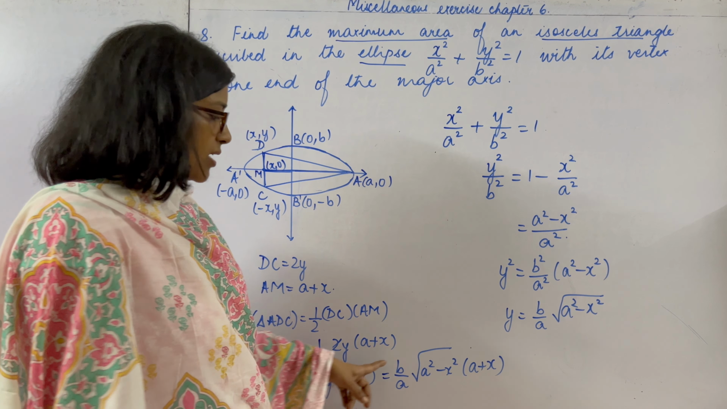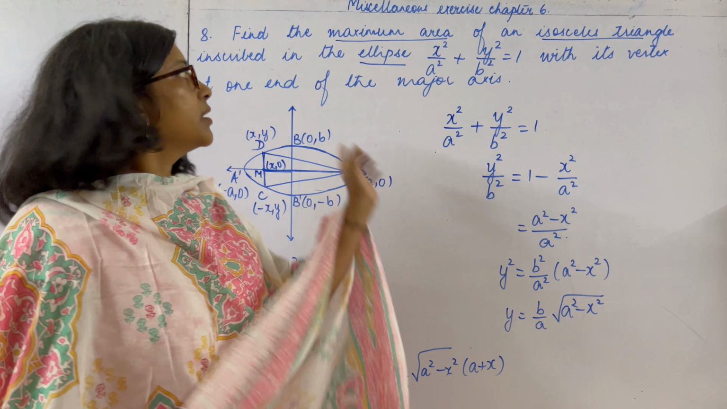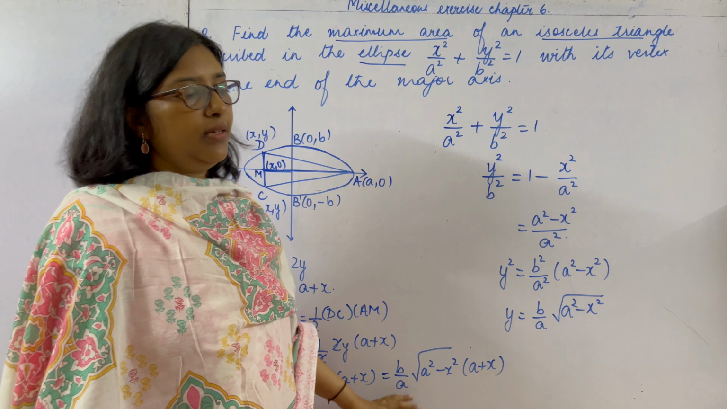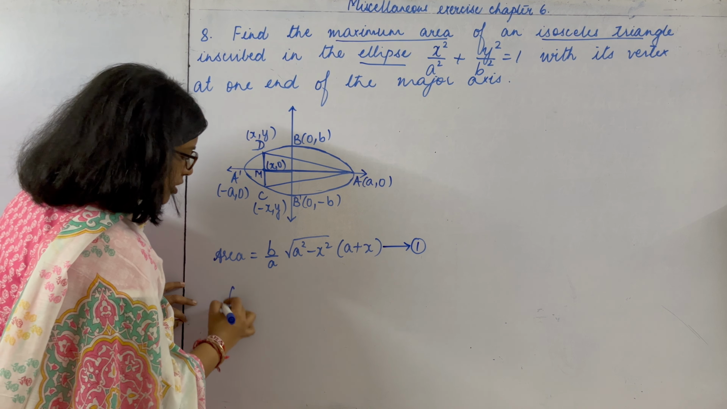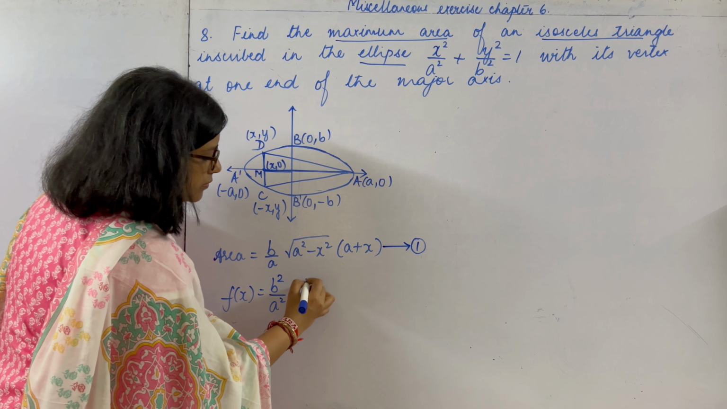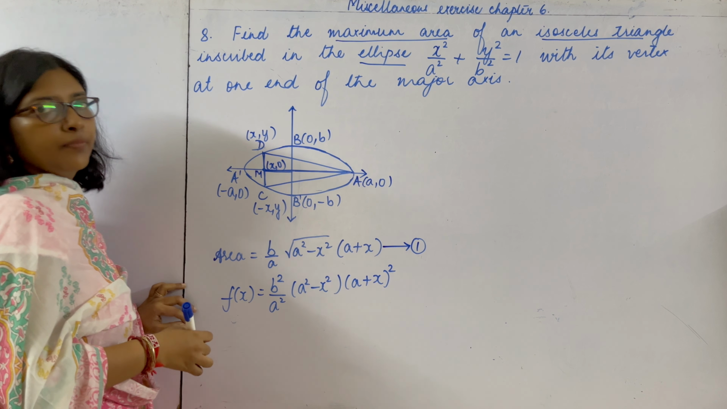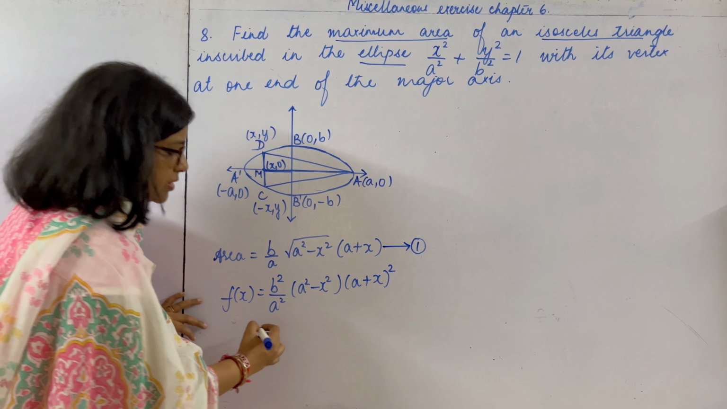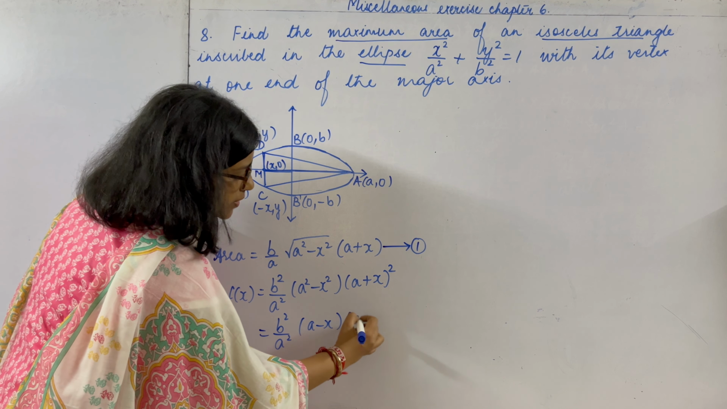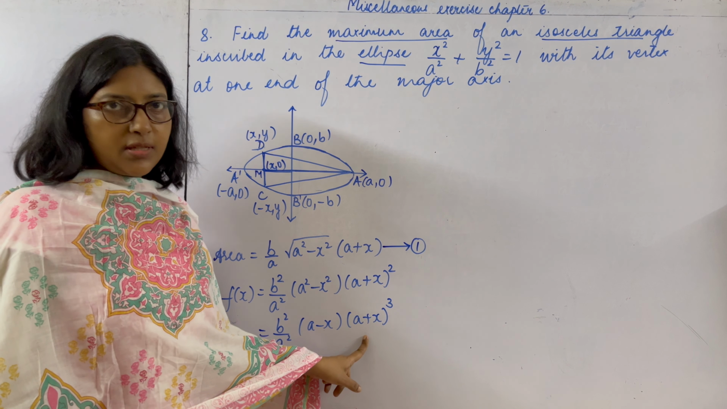So we will take f of x as the square of this term, and when we are finding the area, we will again take the square root to get the area, because over here you are not simply supposed to prove it as maximum, you also have to find the area. Okay, our function is the square of this. So we'll simplify this a bit. This is a minus x into a plus x whole square, so it becomes a minus x into a plus x square into a plus x, that is a minus x into a plus x whole cube.